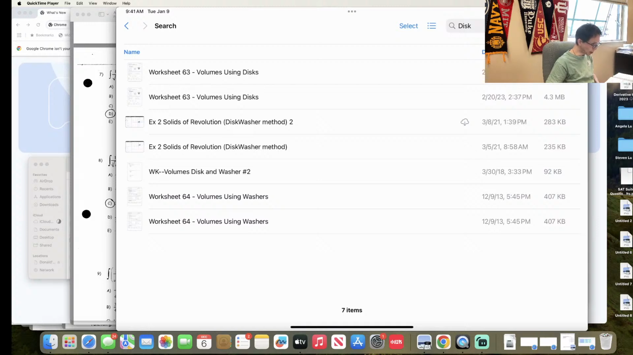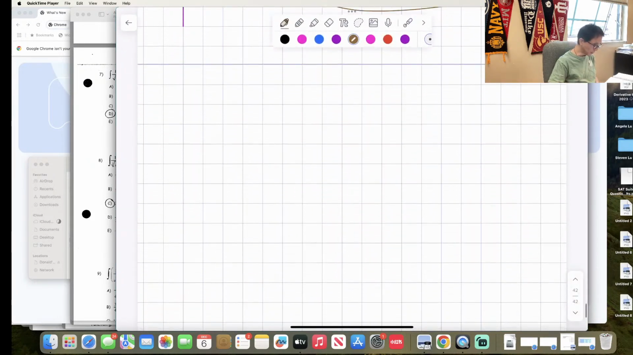59 says, graph f and g on the same rectangle, and find the point of intersection of the two graphs. If they're intersecting, they must equal each other. If they equal each other, then you can try to solve. So if I have 2 to the x plus 1 is equal to 2 to the negative x plus 1, and since they have the same base, you can just set the exponents equal to each other. Then it's going to give you 2x is equal to 0, x is equal to 0.